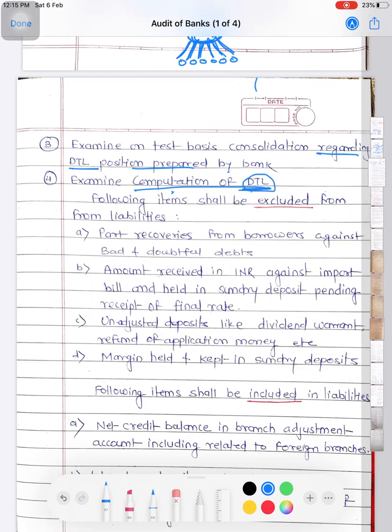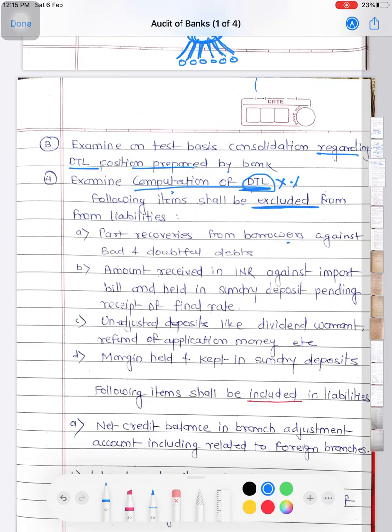That is demand and time liabilities, because certain percentages are going to be applied to these demand and time liabilities. So there are certain things which need to be excluded. Why excluded? Because they are not considered as demand and time liabilities. So which are those 4 points? Okay, 4 points are there.